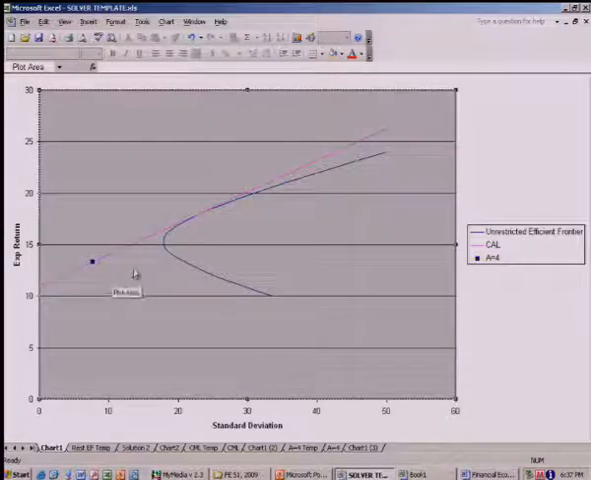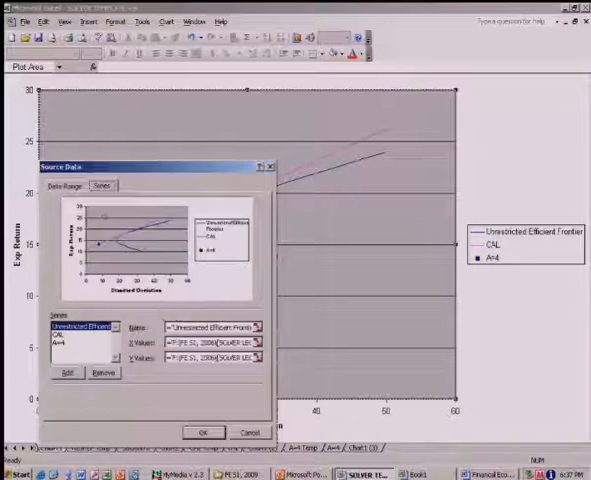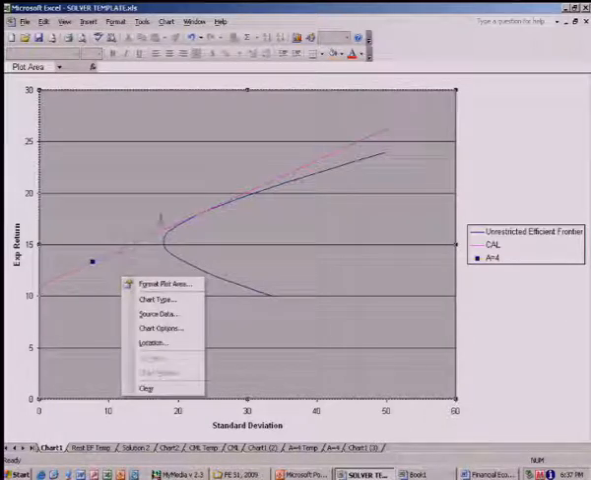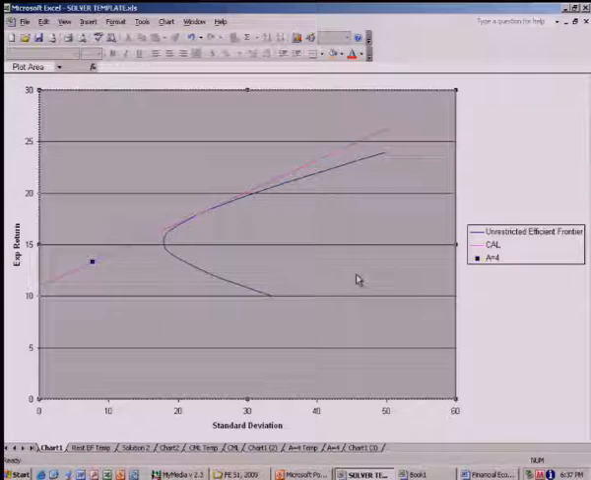Okay? So all you have to do is, again, right-click, go to the source data, and add the series, and enter the correct X and Y values. And that's basically enough for you to complete your assignment. And so good luck with your assignment. Thank you.